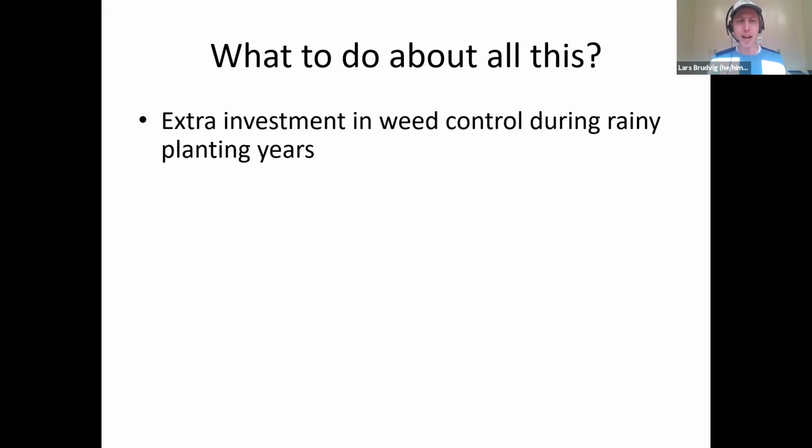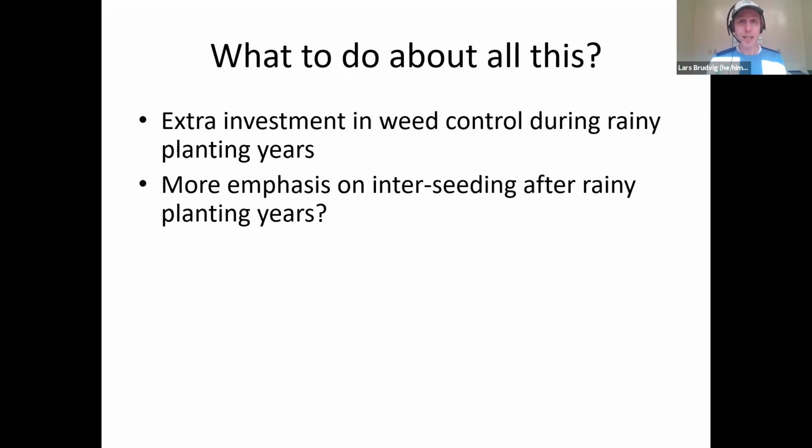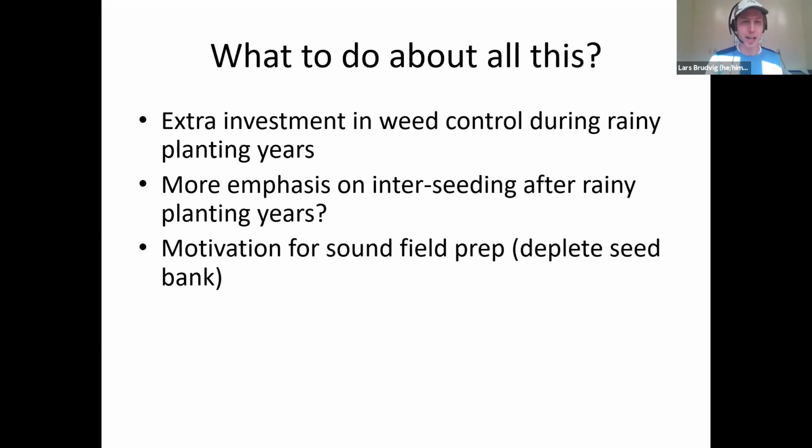Well, it seems like perhaps it might be useful to invest extra in weed control efforts during rainy planting years. If we know that it's raining a lot, perhaps there might be opportunities to just get ready on the weed control front, because at least for the sites we've studied, it seems like it's coming. We might want to emphasize more interseeding after rainy planting years. After that challenge of the weeds may have passed, which again can suppress the diversity of planting species, maybe those are at least some instances where we might want to make this investment in interseeding to bring the diversity of the planted species back up.